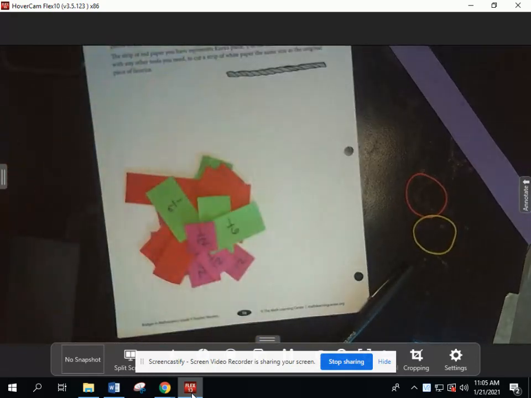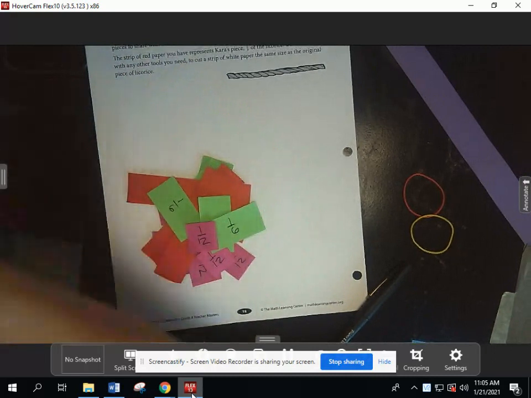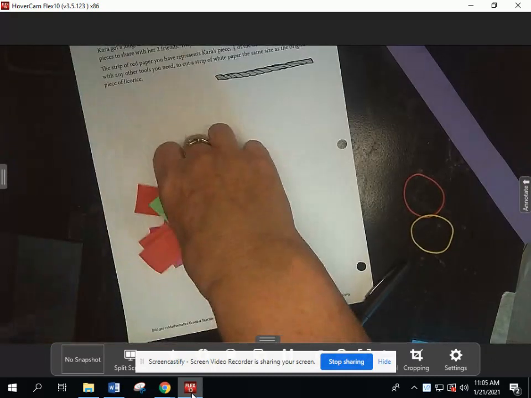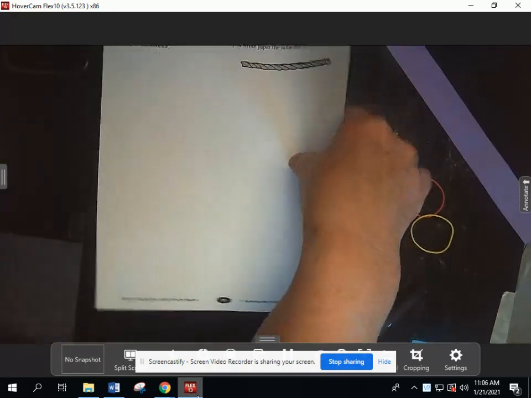The class already knows what's coming next. They're in the process of packing up all of their little strips, although I'm not going to make them put their strips away. What we are doing next is a little quiz.